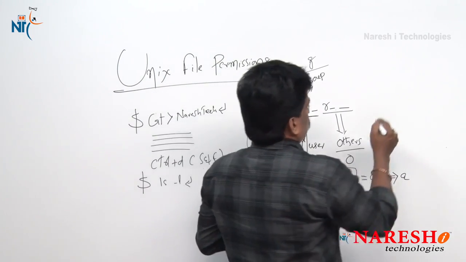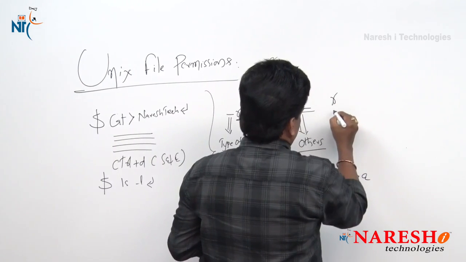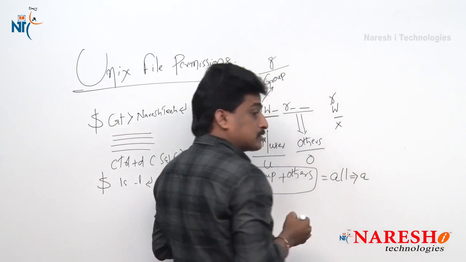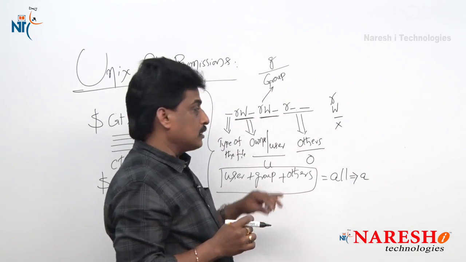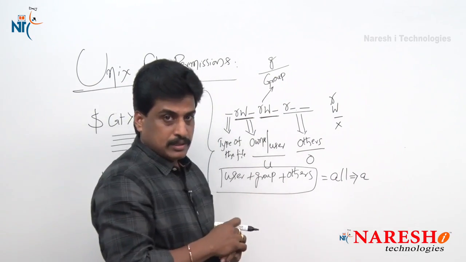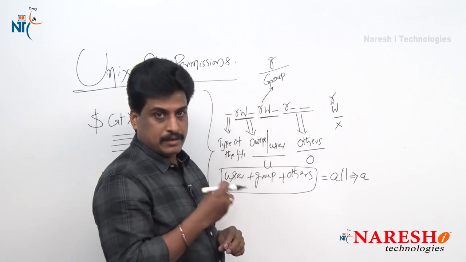Now here, X is available. R I already said, W I said, hyphen I said, X means execute. These are the permissions available. These are the users available. But how many modes are available? These file modes we can also try to observe.